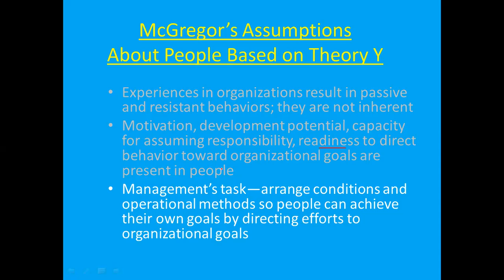So what is the management task? The management task is to arrange certain conditions and operational methods so the people can achieve their own goals by directing their efforts to the organization goals. So what is the third point given by McGregor in Theory Y? The management will not give each and every work. You get the opportunity to work in the job, thereby they arrange conditions and operational methods so that the people can achieve their own goals by directing their efforts to the organization goals.